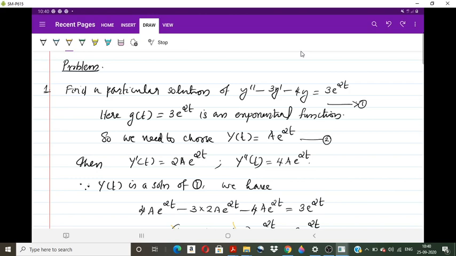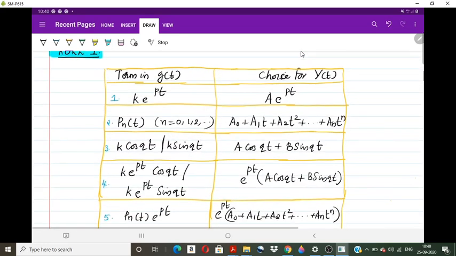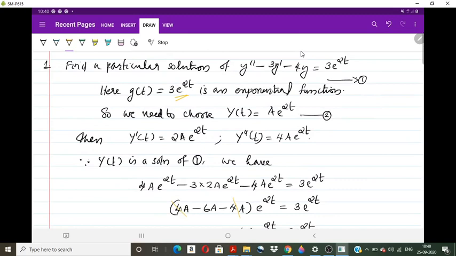So we concentrate on the g of t and do it by the method of undetermined coefficients. Since g of t is equal to 3 e raised to 2t, it is an exponential function form. So when the g of t is exponential, we have to choose y of t as a constant a times e raised to pt. Here p is equal to 2, that is given as 2t. So we have to take y of t as a e raised to 2t. Then y dash of t is obviously 2a e raised to 2t, and y double dash of t is 4a e raised to 2t. Now substitute all these values in equation number 1.